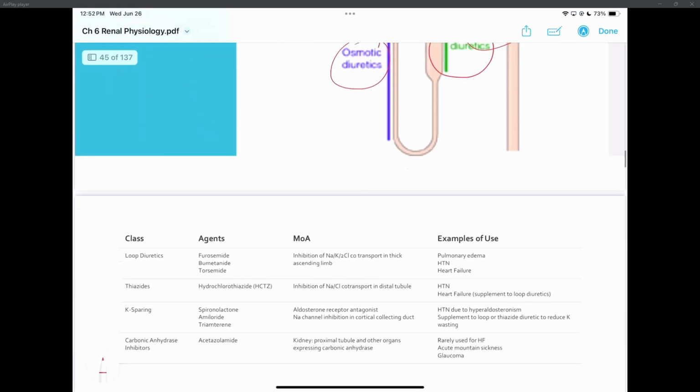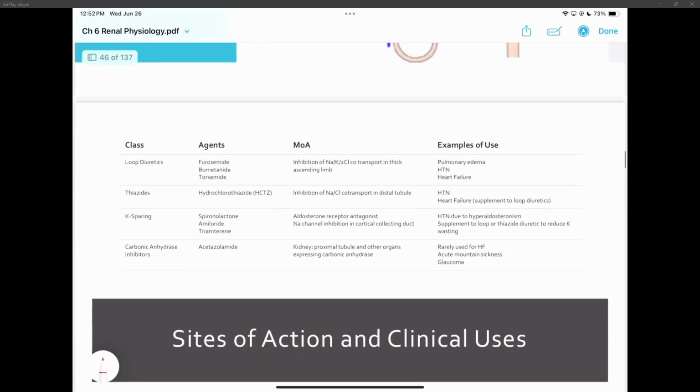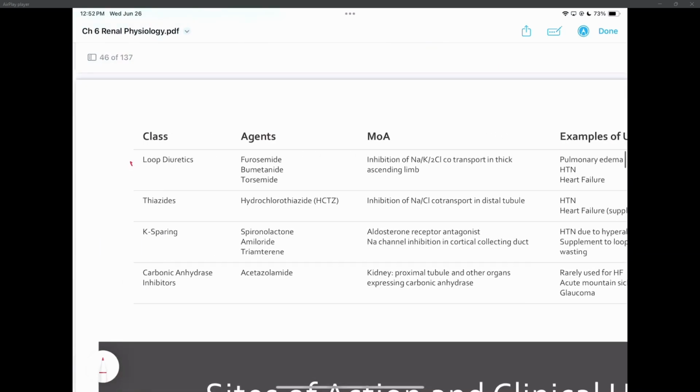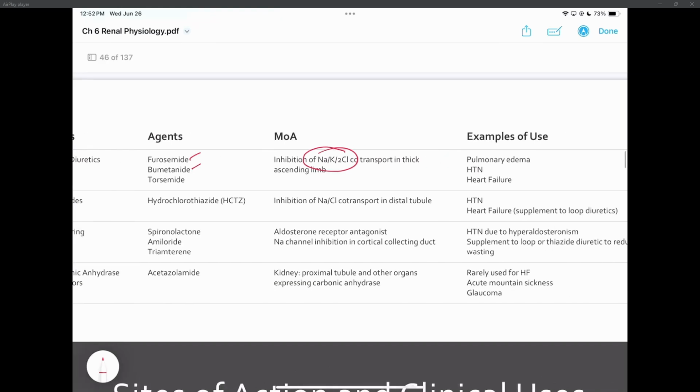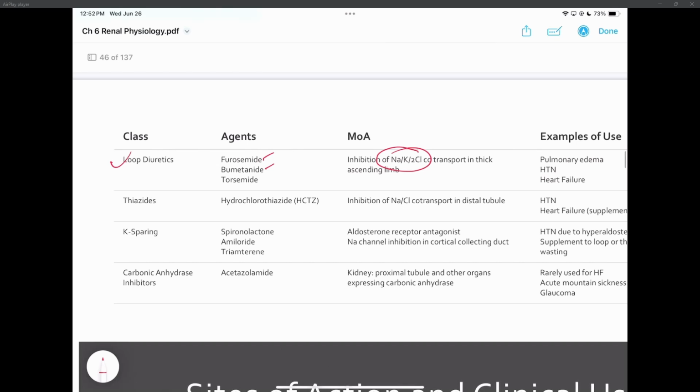Okay. So here are just some examples of drugs. Again, your loops, furosemide, bumetanide, which is Bumex. Again, inhibition of that triple transporter in your thick ascending limbs. This is a good summary slide to study from. And then some examples of use and so forth. Here's your thiazides, potassium sparing, where they work. Again, aldosterone receptor antagonist. It's going to block the effect of aldosterone. And your carbonic anhydrase inhibitors.